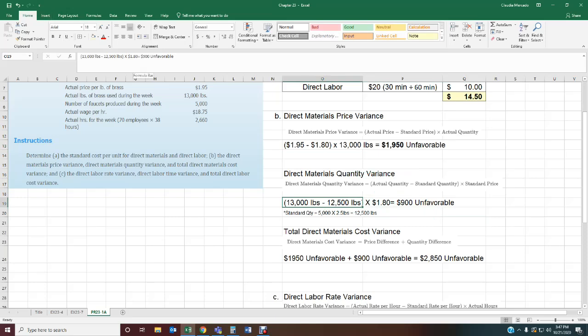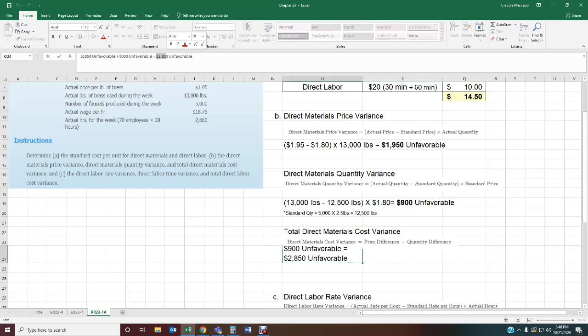Unfavorable. If they're positive, they're unfavorable. Okay, so we have to get those 1950 plus the 900 to get our total direct material cost variance. We spent in total, both in price and in quantity, $2,850 more than what we had anticipated. Okay, so that is requirement 2.